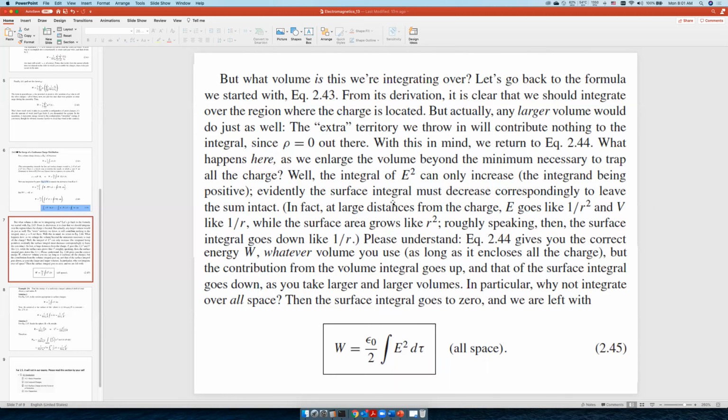But it brings you a feature, because at large distance from the charge, E goes like 1 over R squared, and V goes like 1 over R, while the surface area goes like R squared. Roughly speaking, then the surface integral goes down like 1 over R.